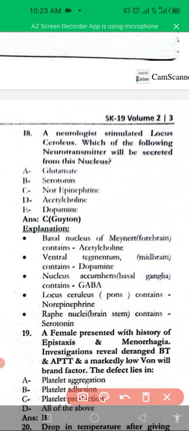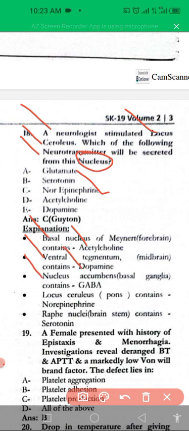Another one is a patient where a neurologist stimulated the locus coeruleus. Which neurotransmitter will be secreted from the nucleus of this locus coeruleus? So the neurotransmitter is norepinephrine. Basal ganglia release acetylcholine. Ventral tegmentum of the midbrain releases dopamine. Nucleus accumbens of basal ganglia releases GABA.